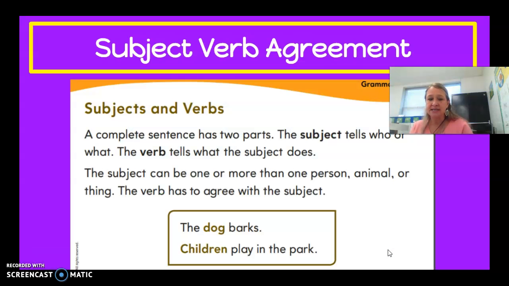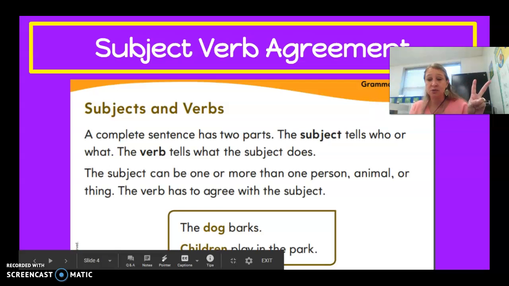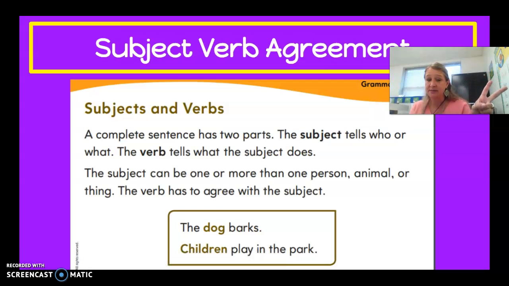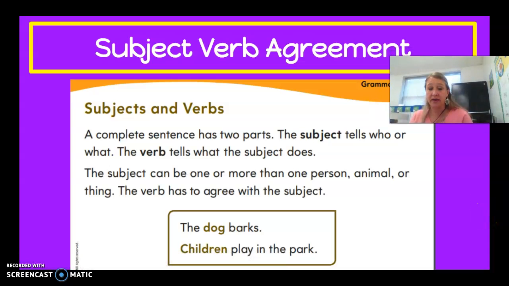A complete sentence has two parts. A subject that tells who or what, and the verb tells what the subject does. The subject can be one or more than one person, animal, or thing. The verb has to agree with the subject.